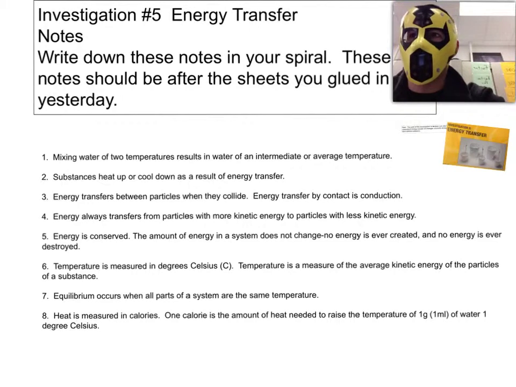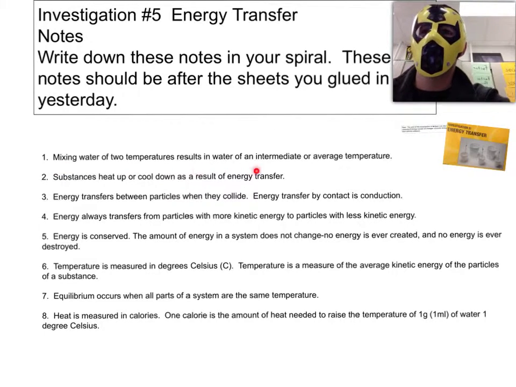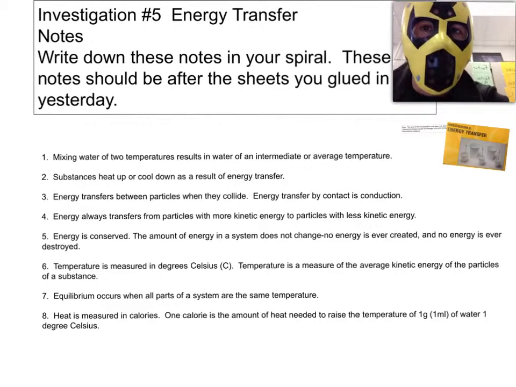Number 1, mixing water of 2 temperatures results in water of an intermediate or average temperature. And we will show this in class.